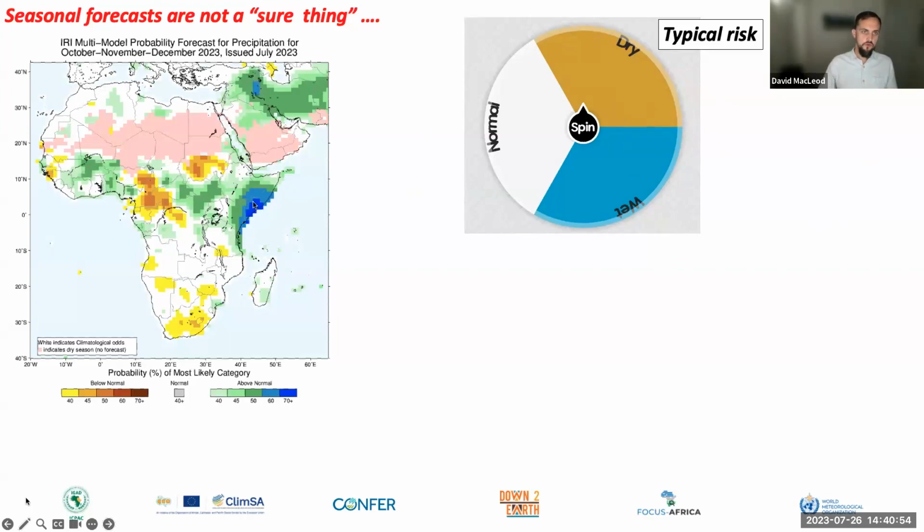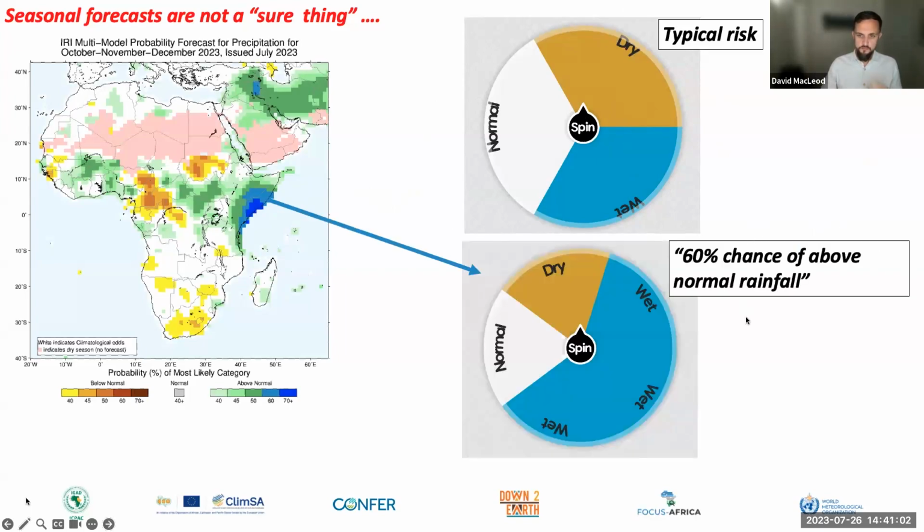And if we look at this forecast for East Africa right now, looking at the end of the year, most of that region suggests a 60% chance of above normal. And that corresponds to changing the areas on that wheel. So now there's suddenly an almost doubled size of chance of wet, but there's still a chance of normal or dry. So what do you think you would get if you spun that wheel? That's the picture we look at when we have a seasonal forecast.